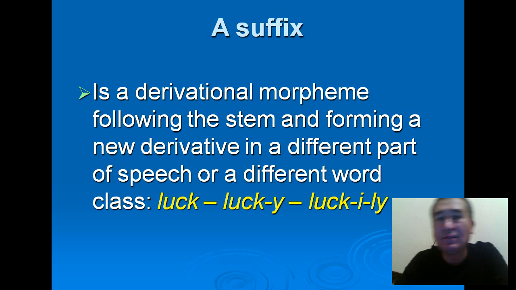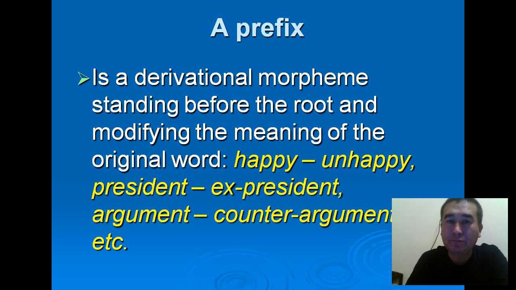A suffix is a derivational morpheme following the stem and forming a new derivative in a different part of speech or a different word class. For example, luck, lucky, luckily. Y and ly are suffixes. A prefix is a derivational morpheme standing before the root and modifying the meaning of the original word. Happy, unhappy; president, ex-president; argument, counter-argument, etc.